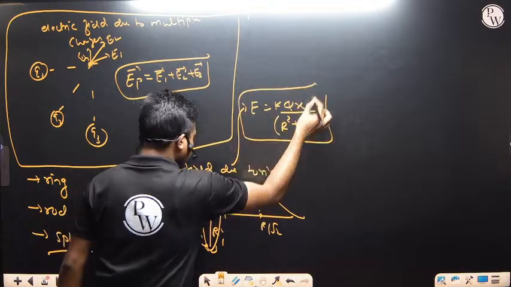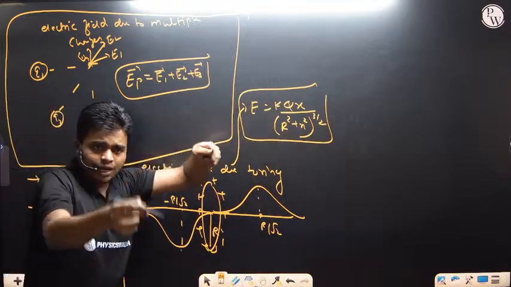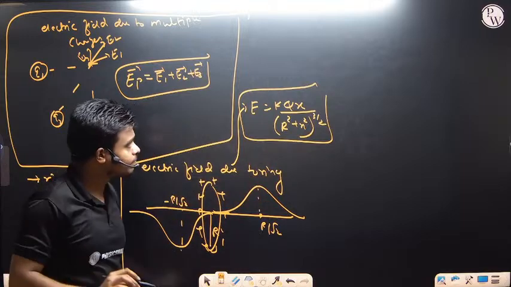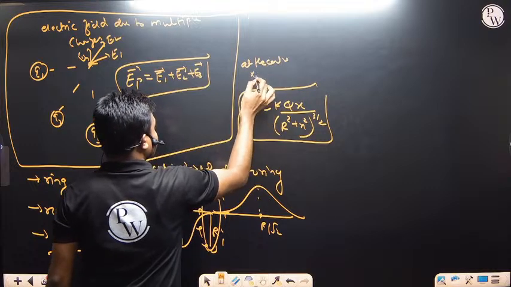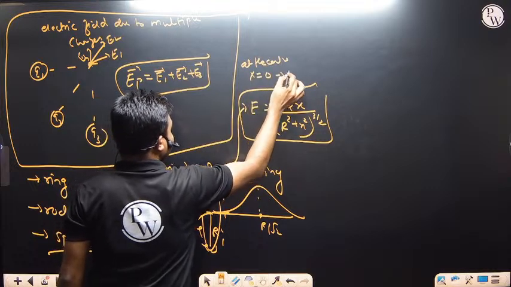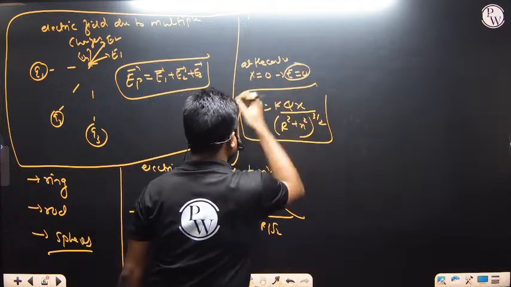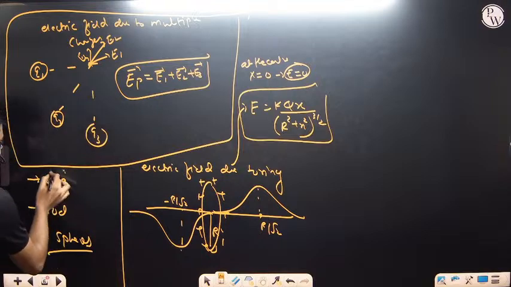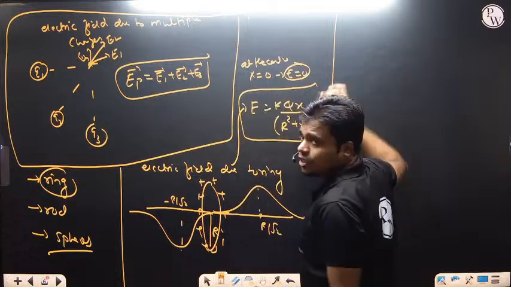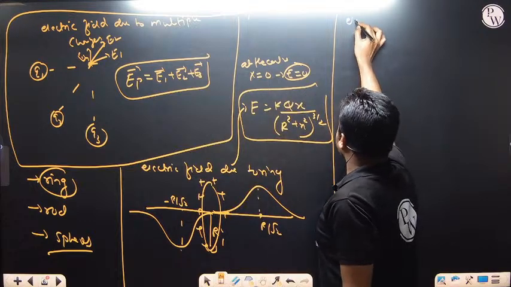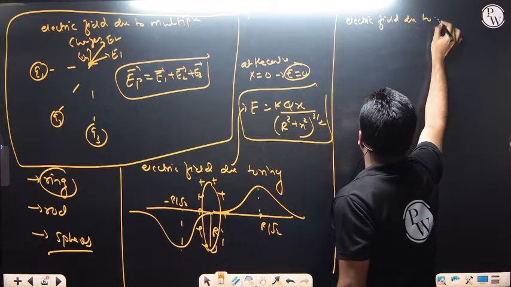Again, if you talk about exactly the center, x is the distance from the center of the ring. So at the center, x value is 0. If x value is 0, what is the electric field value? That is also 0. So this is what we get for the electric field due to the ring, kqx divided by r square plus x square to the power 3 by 2. Next we have electric field due to rod, on an axial line, I will write this. Electric field due to rod.